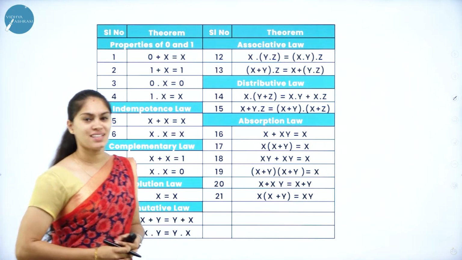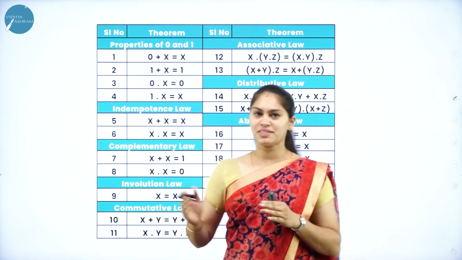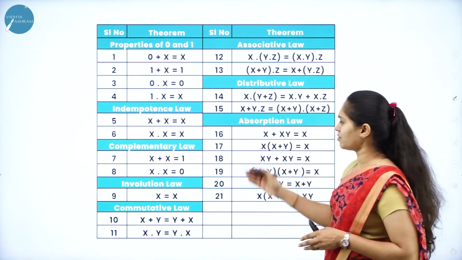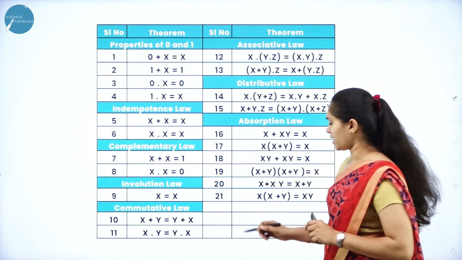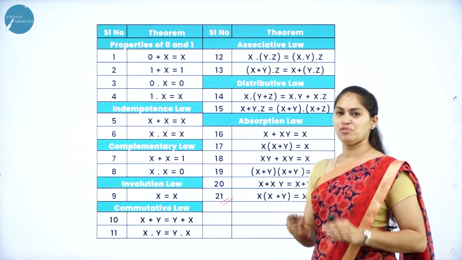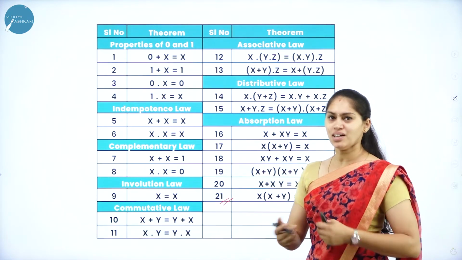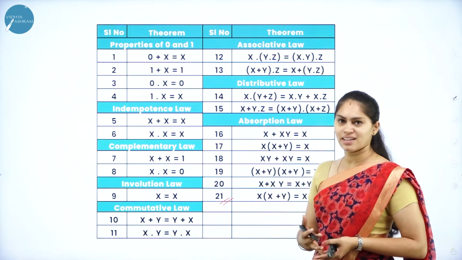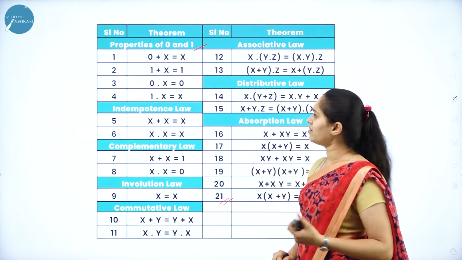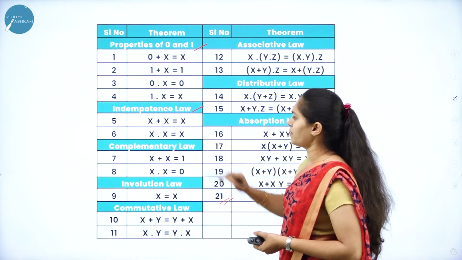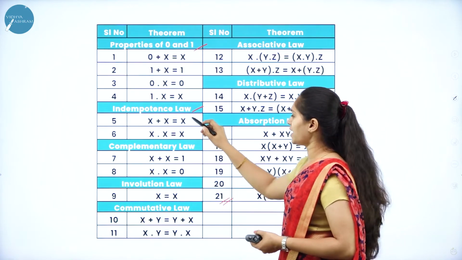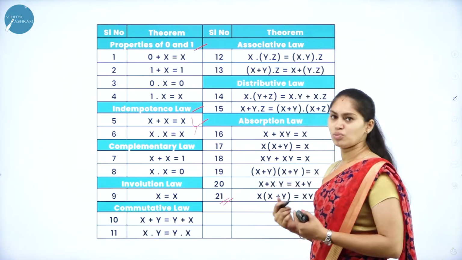So here you can see the important tabular form from this chapter. Here I have listed out all the theorems along with their Boolean expressions. Totally we have 21 expressions. All these are going to be important for 1 mark, 2 mark as well as 5 mark questions. So how can I state that? The question will be like, write the properties of 0 and 1. Already we have learned regarding that. And what do you mean by idempotence law can be asked for 1 mark, or they can ask you to prove this for 2 mark questions.